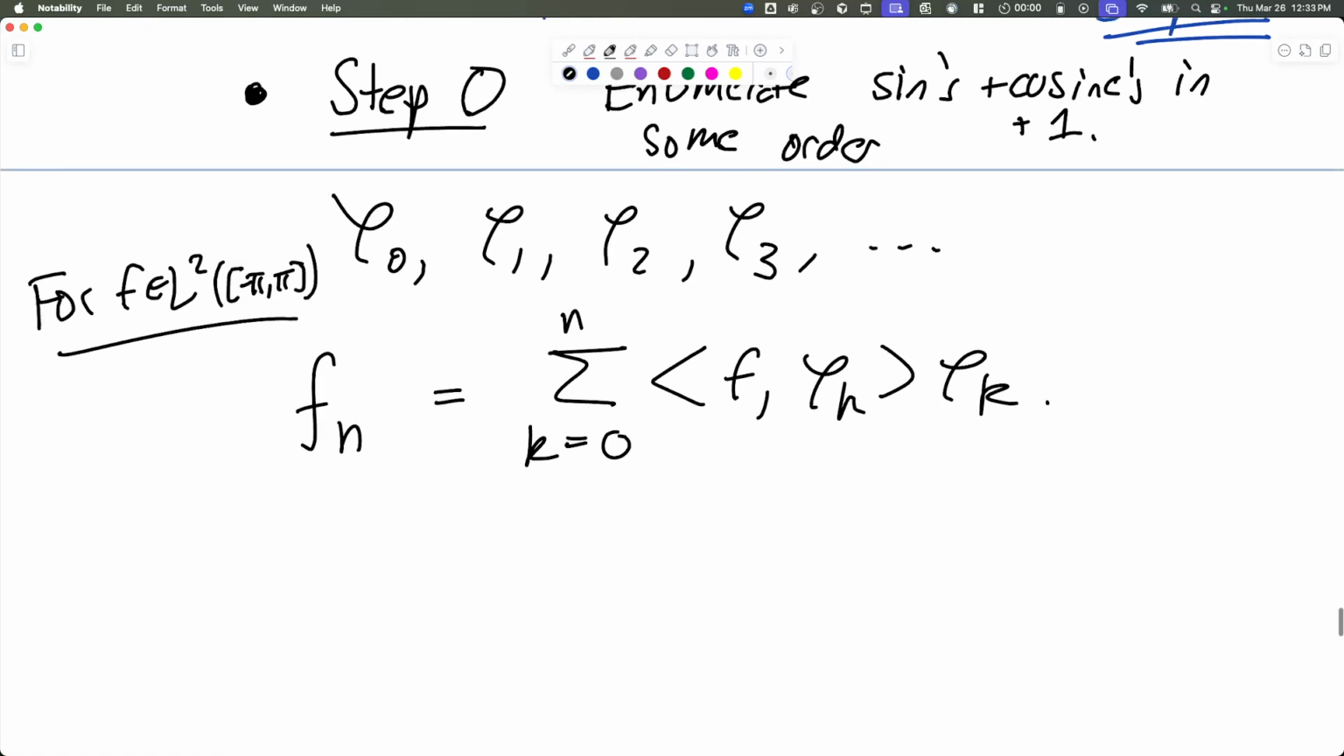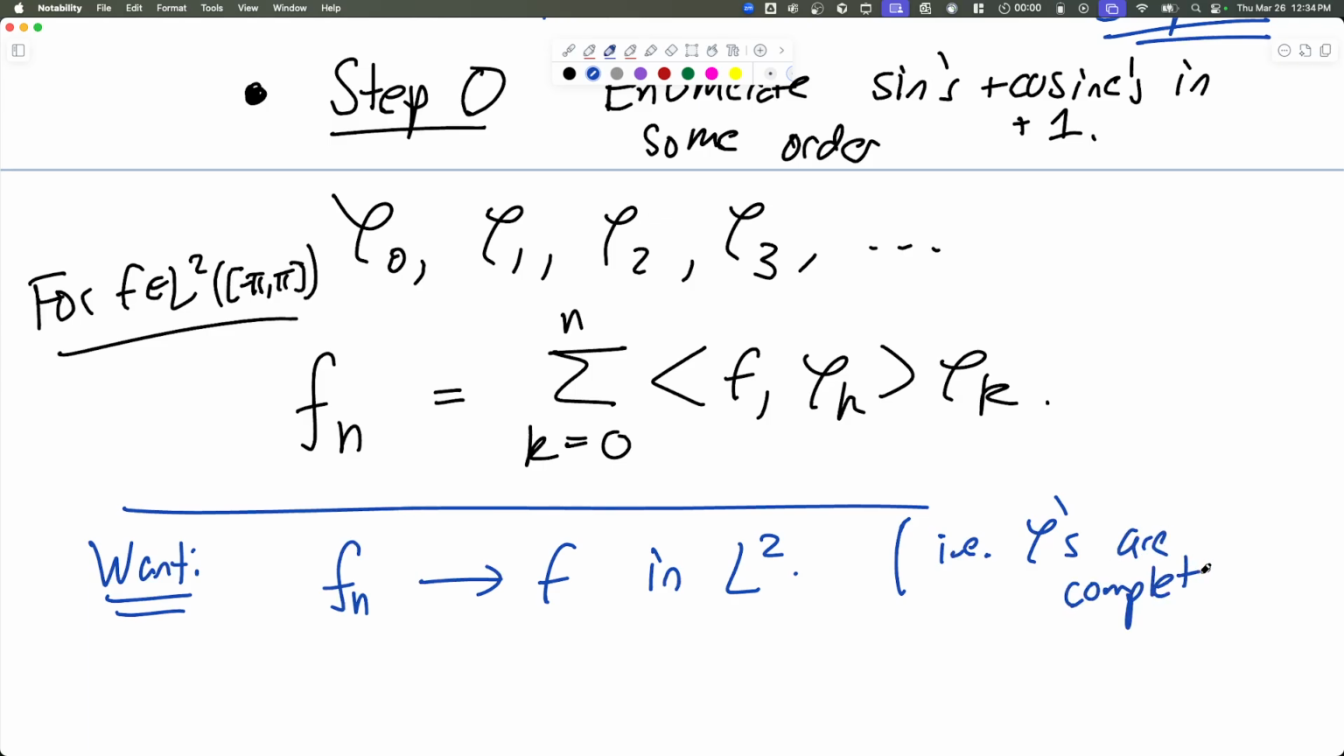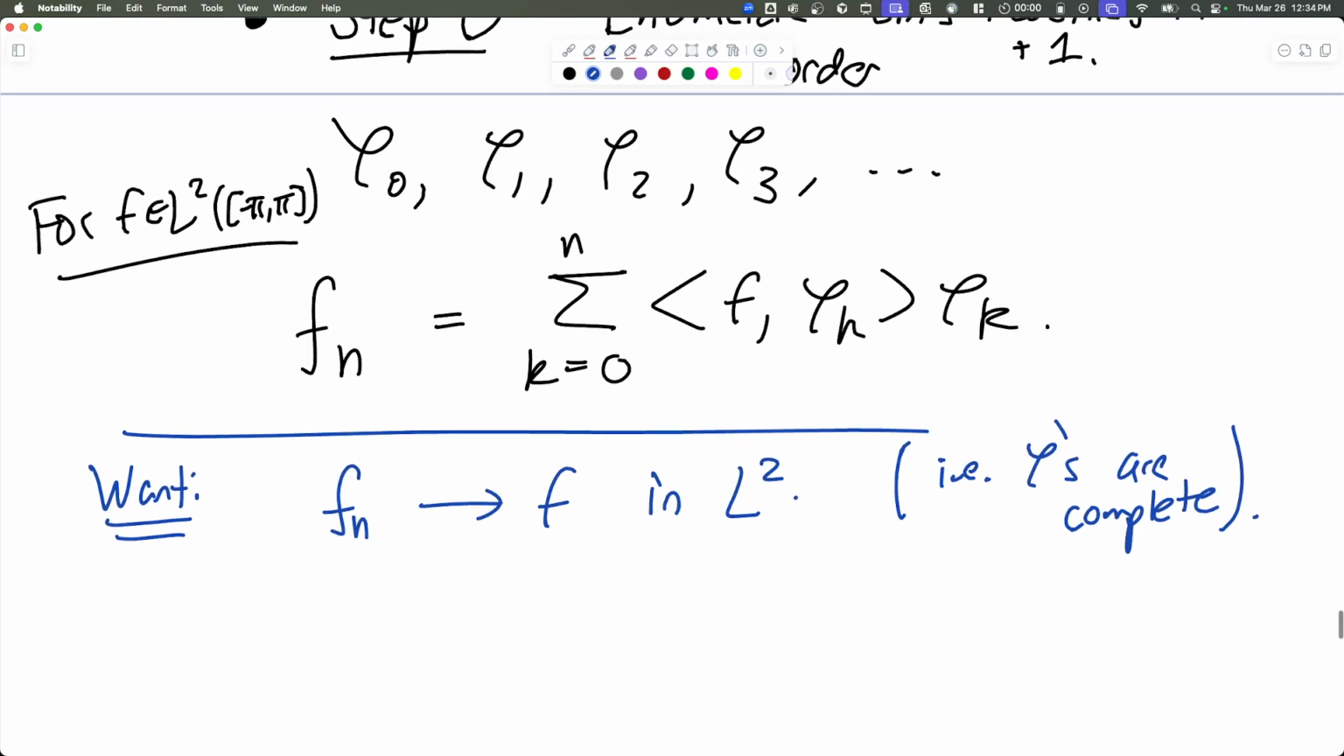What we would like to show is that f_n converges to f in L2. And if it did, that is being complete, i.e. the phi's are complete. Because what does it mean to be complete? It means that if you take the limit of the partial sums, you get back the original thing. That's quite hard to do.